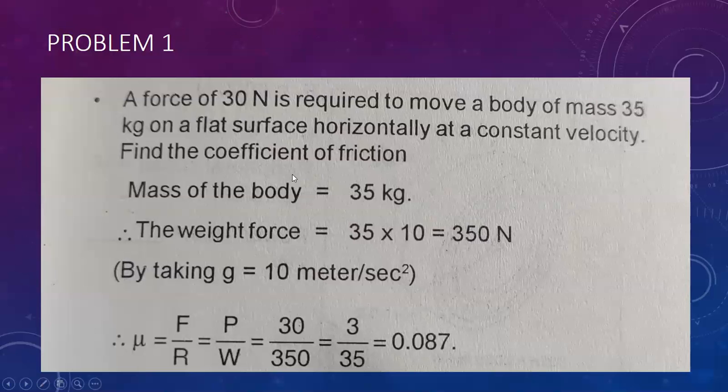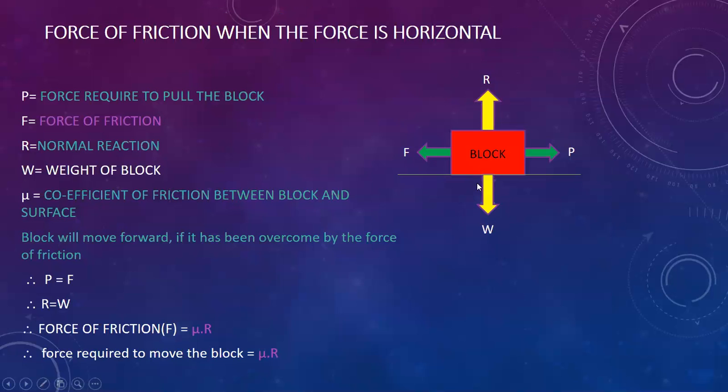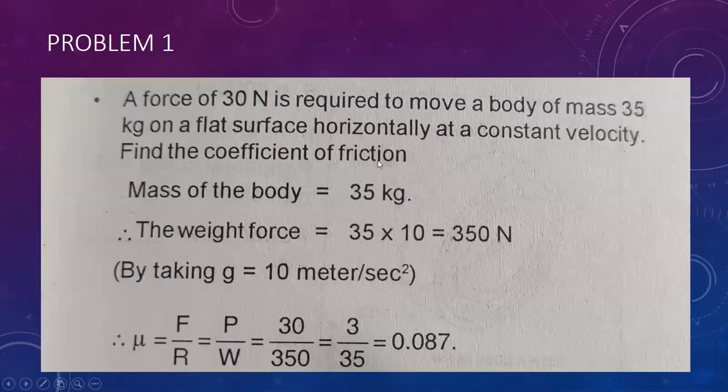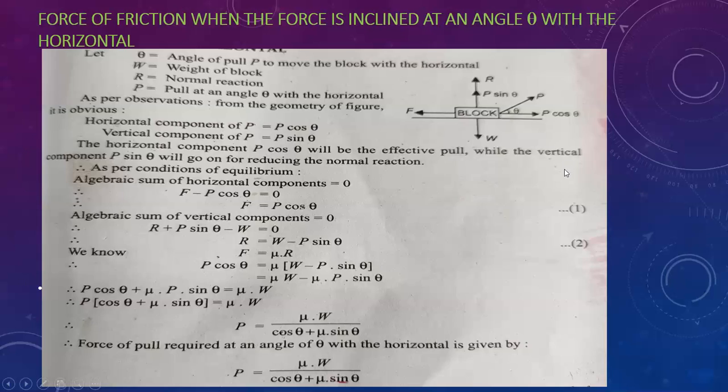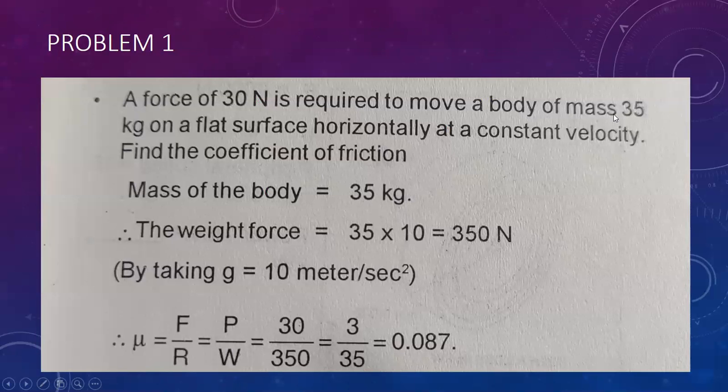There are two main problems to do. A force of 30 Newton is required to move a body of mass 35 kilogram on a flat surface horizontally at constant velocity. Find the coefficient of friction. This is a problem regarding this figure. The force of 30 Newton is the pull force you are applying, and the mass of the body is 35 kilograms.